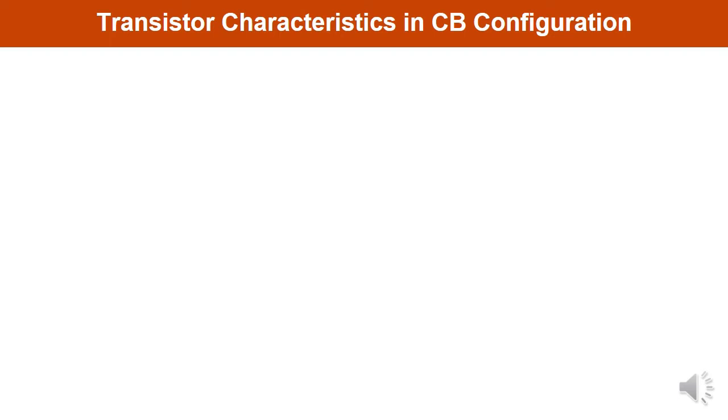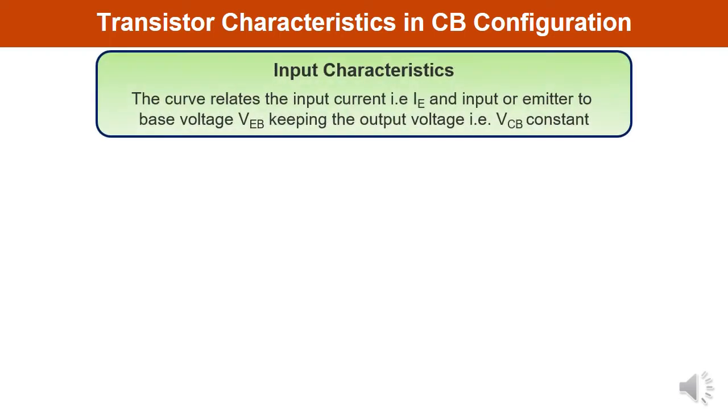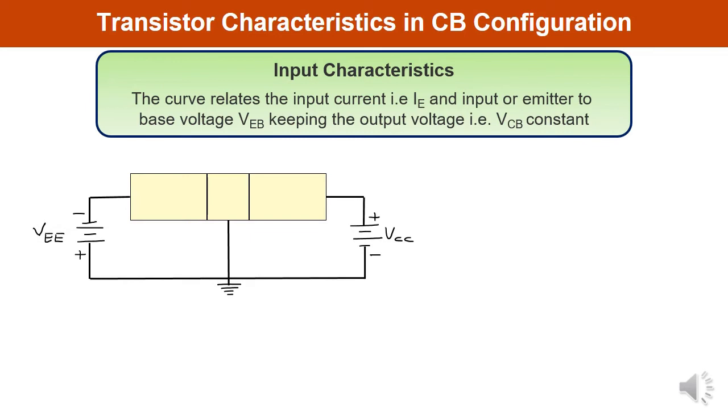And when we talk about the transistor characteristic, there are two types of characteristics which can be drawn. One is the input characteristic, other is the output characteristic. Input characteristic curve relates the input current and input voltage by keeping output voltage as a constant. So in case of common base configuration, if you draw the circuit, you can see we have taken an NPN transistor.